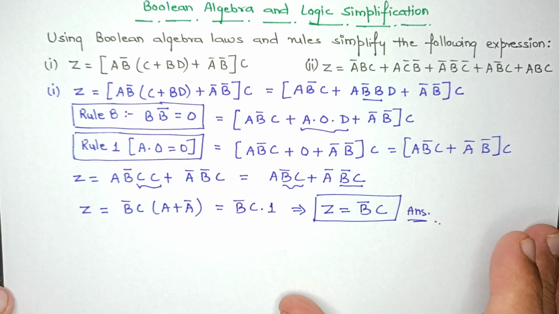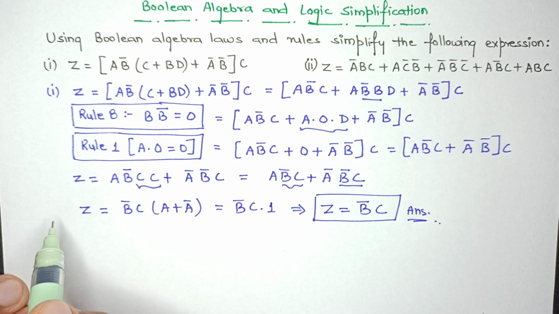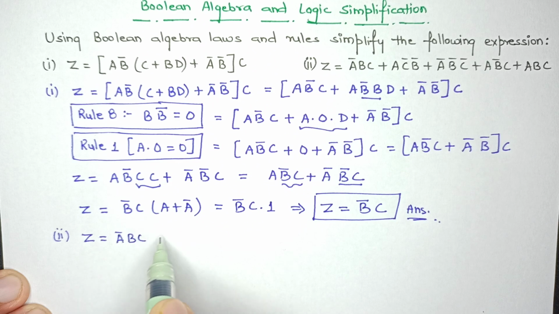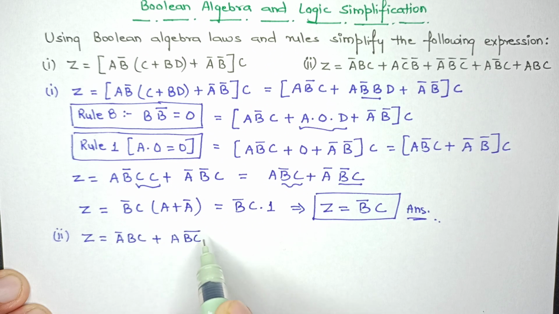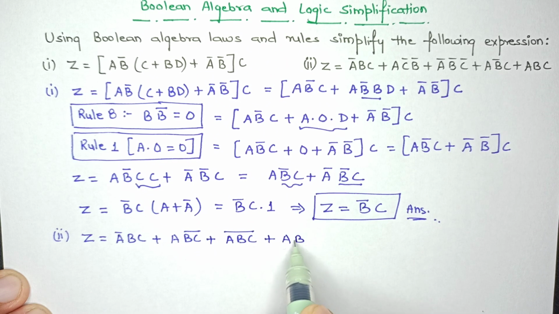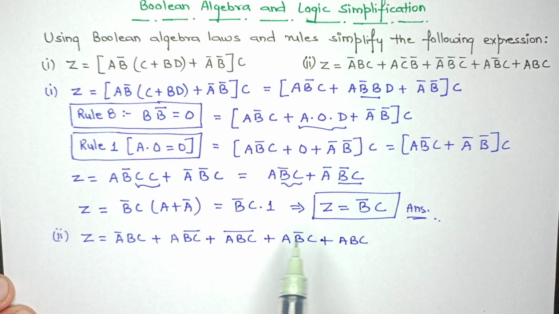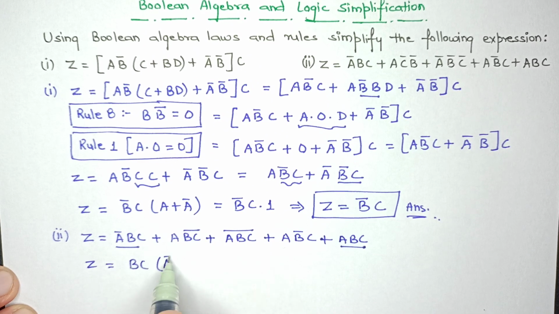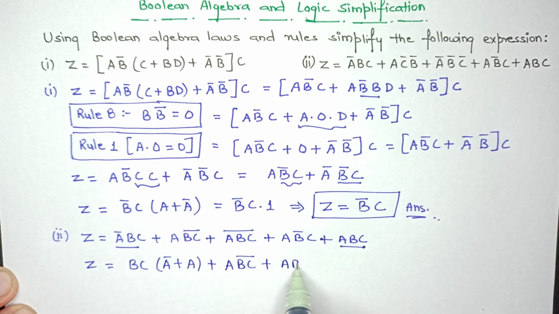Now let us quickly solve the second question that we have at hand. The second question that we will be solving is Z is equal to A bar BC plus A BC whole bar plus A BC whole bar plus A B bar C plus ABC. Now in this, if you notice, we can take BC out of the first and the last term as common. So if we take BC out common, this would be (A bar plus A) plus ABC bar plus ABC whole bar plus AB bar C.